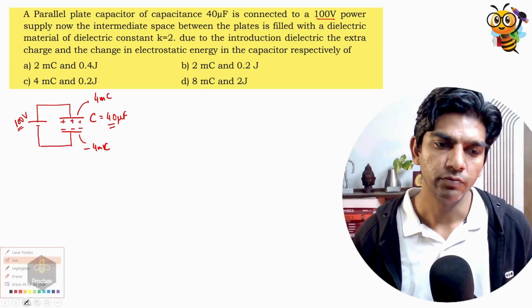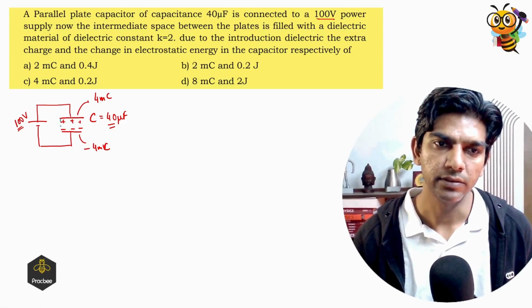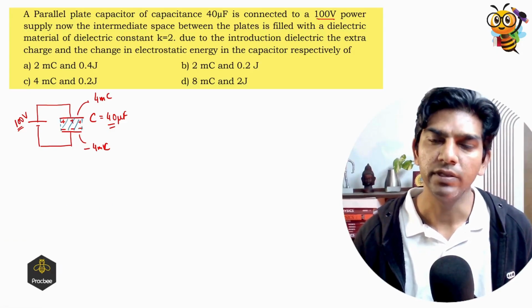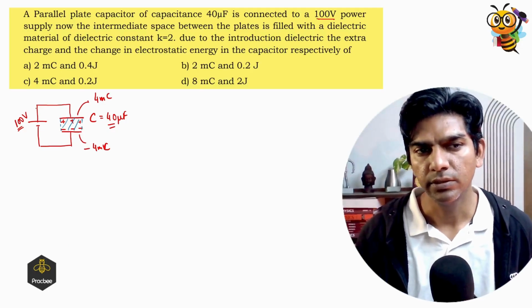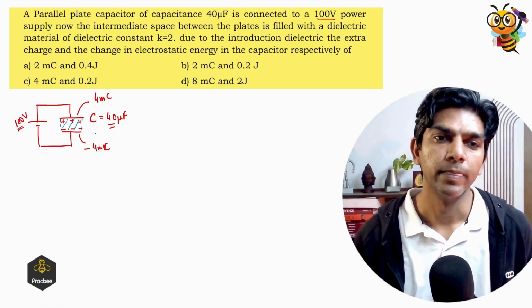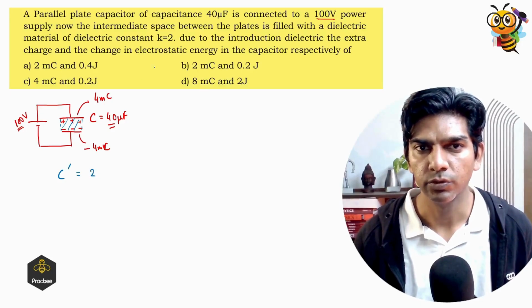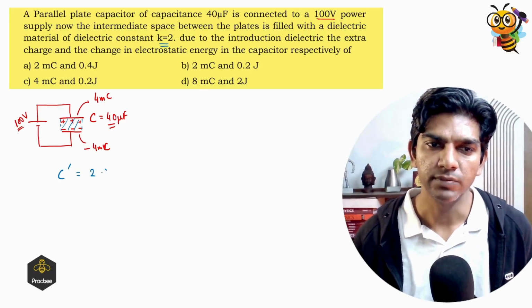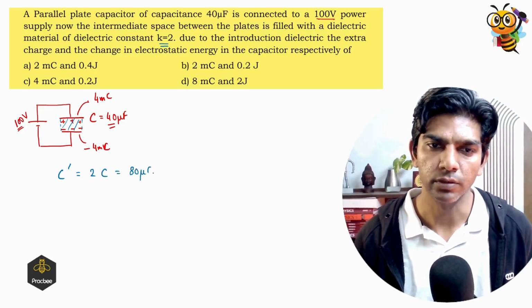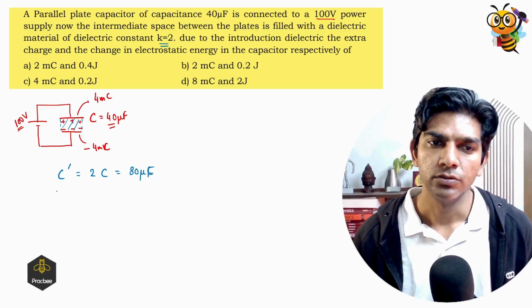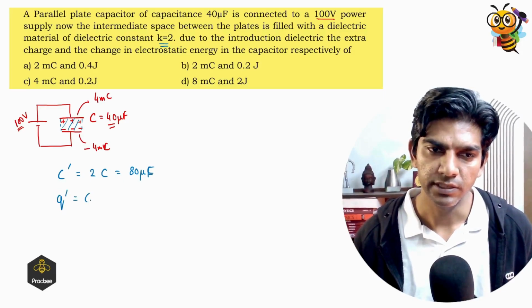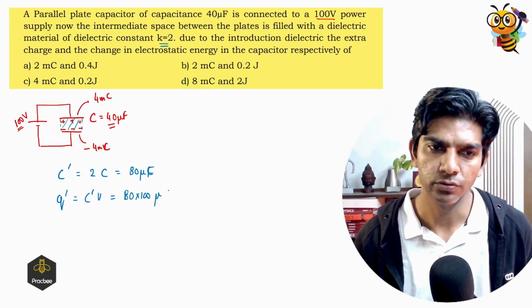Now we are inserting a dielectric slab between the plates. When we insert the dielectric slab, keeping this battery intact, we are not removing the battery, the capacitance will change. So the new capacitance will be C prime, which will be 2 times C, because the dielectric constant is 2, so that comes out to be 80 microfarad. So the new charge will be C prime times V, so that will be 80 times 100 microcoulomb, which is nothing but 8 millicoulomb.